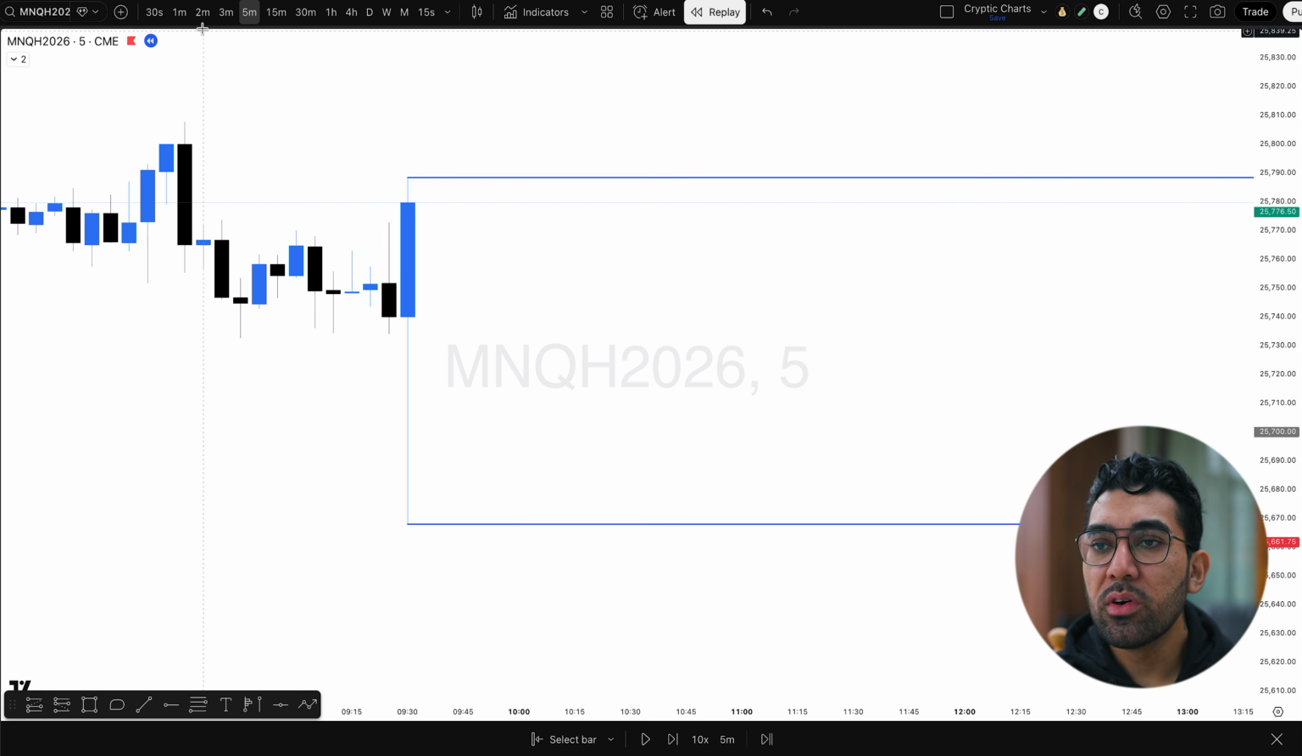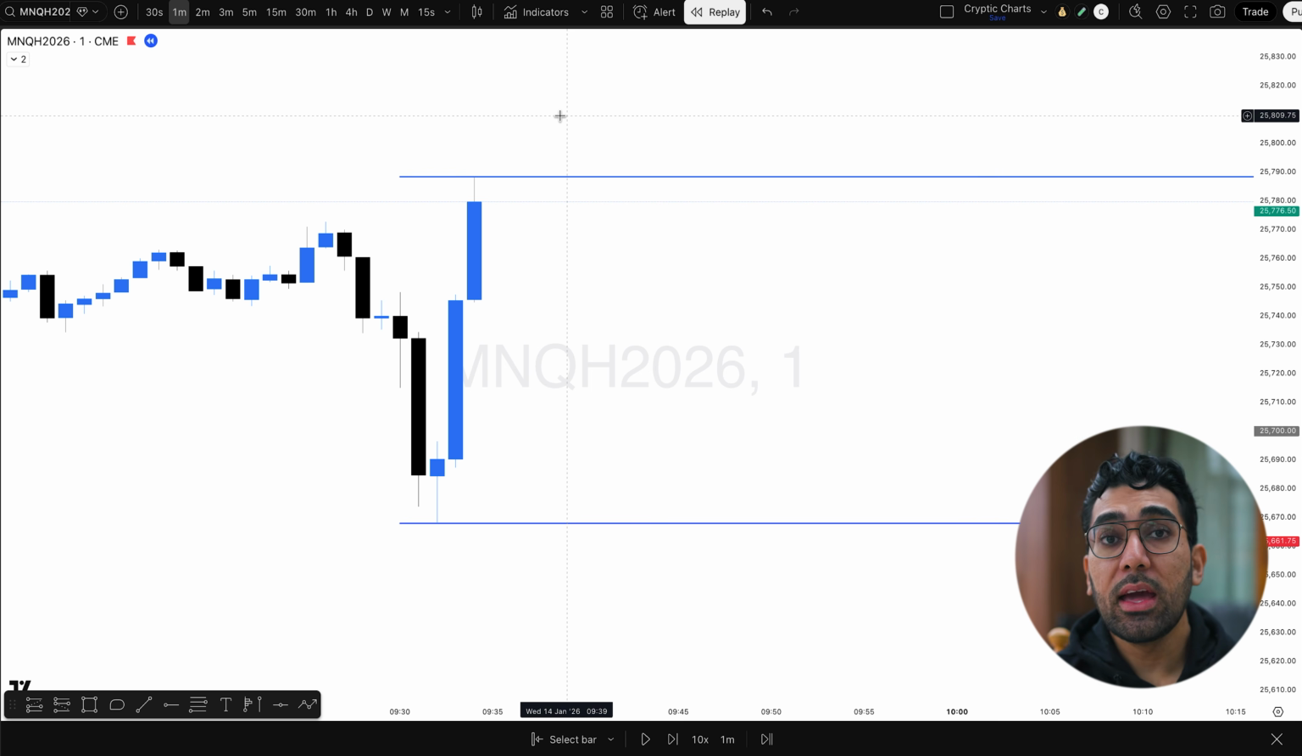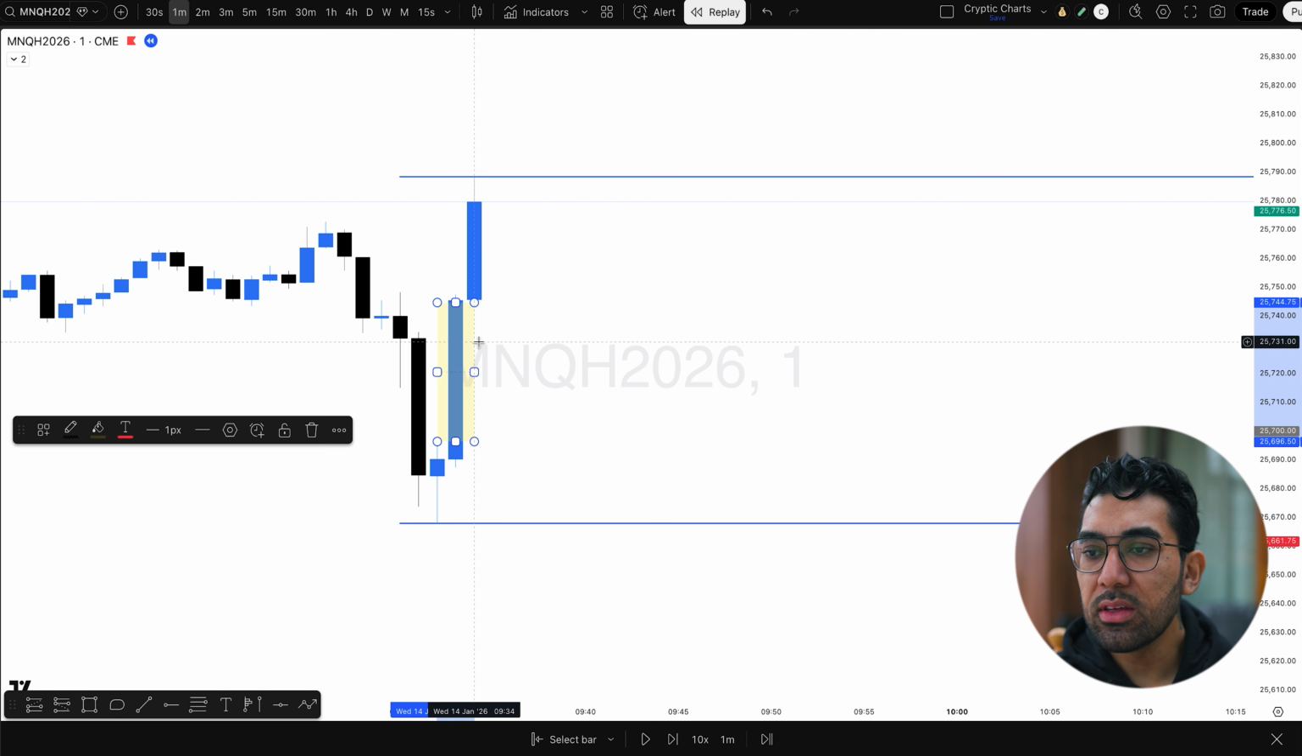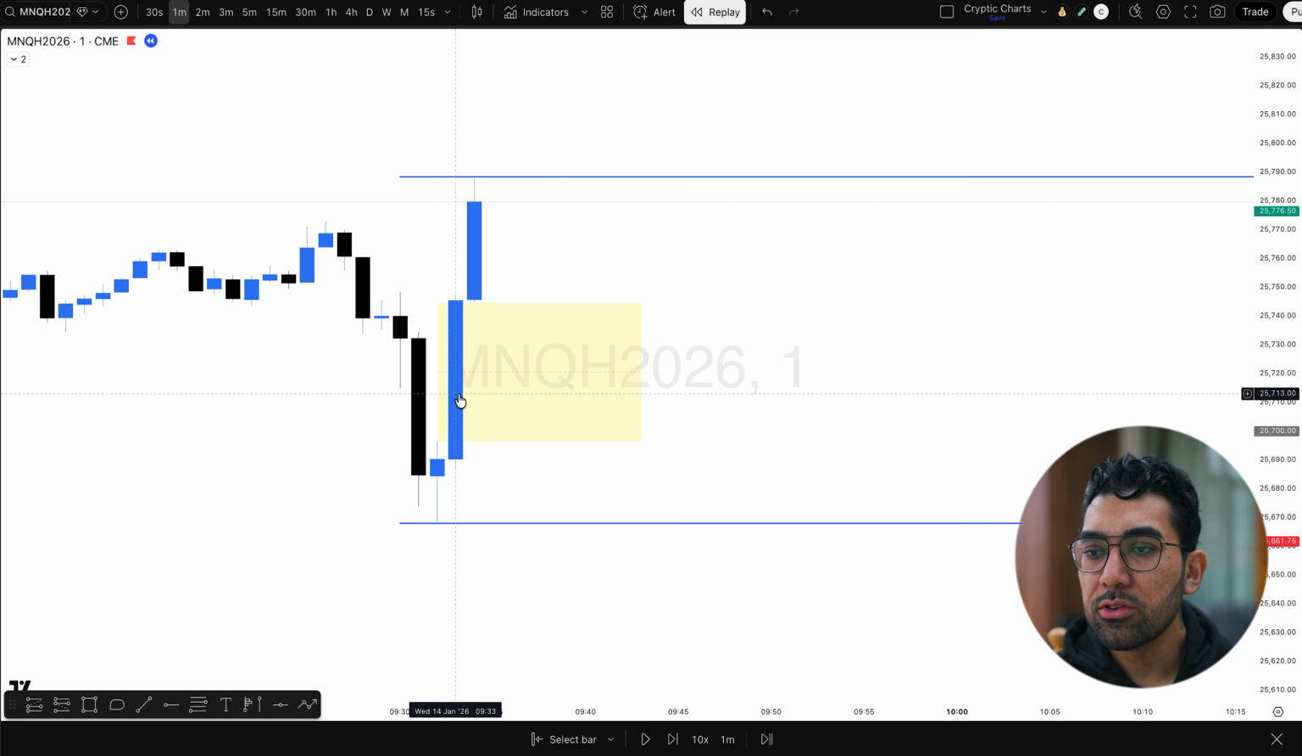Step two is we're going to move over to the 1-minute time frame and we're going to look for a fair value gap sequence. Now we've got a fair value gap sequence right here, right? We've got 1, 2, 3. That's a fair value gap sequence. Let me just mark this out for you so you can clearly see it, right? So you candle 1, candle 2, and candle 3.